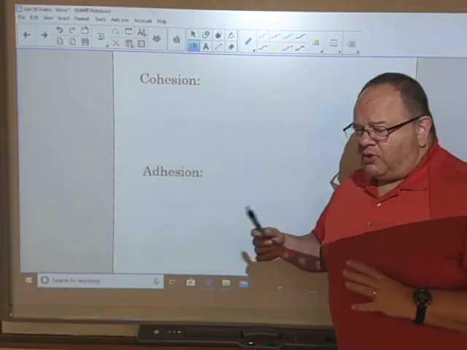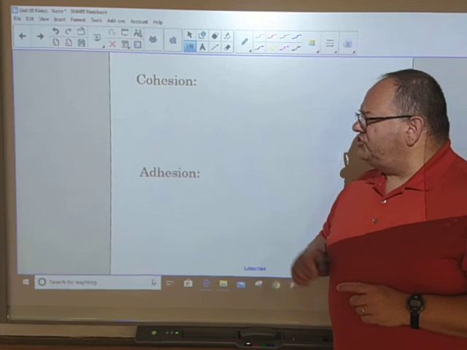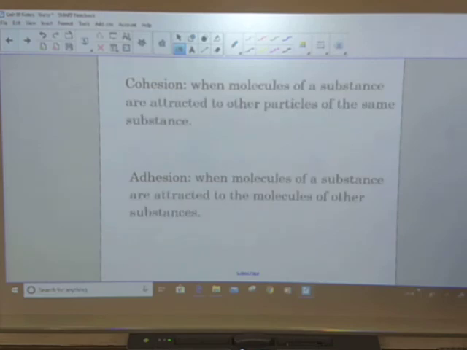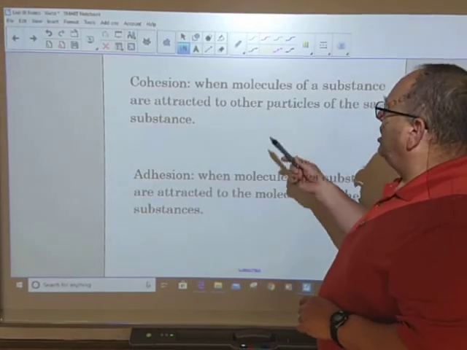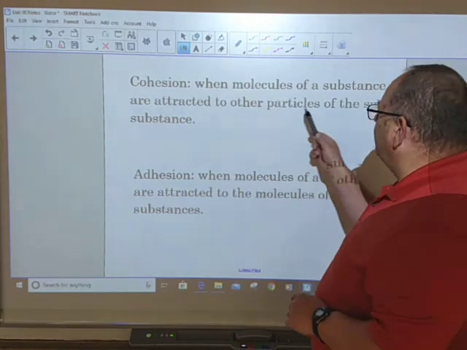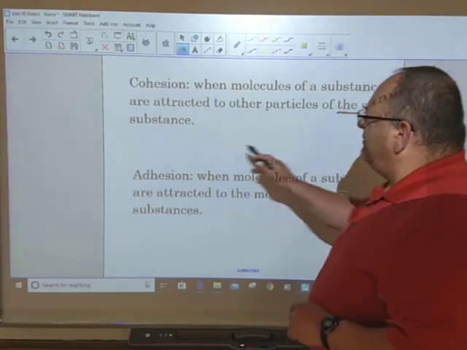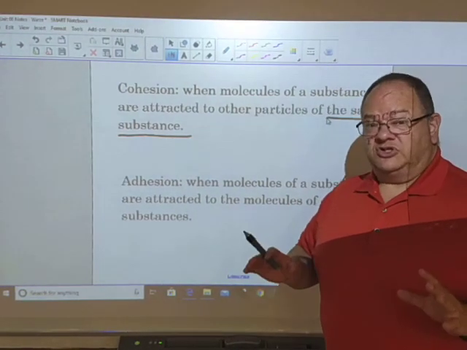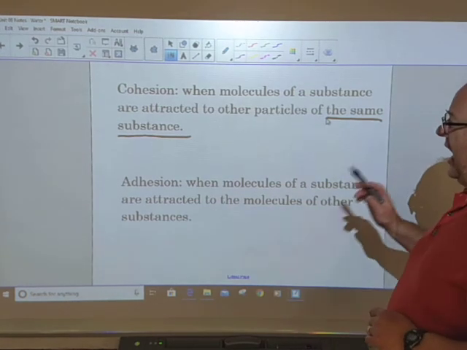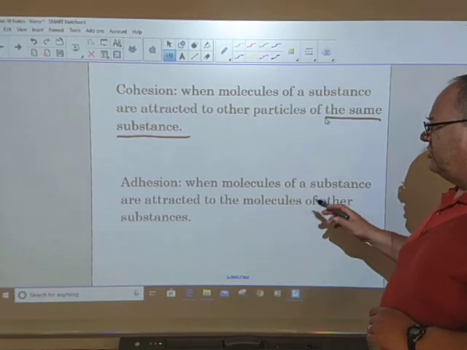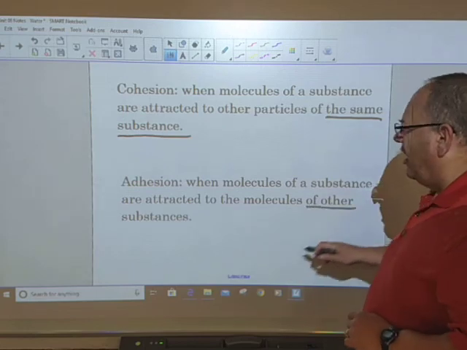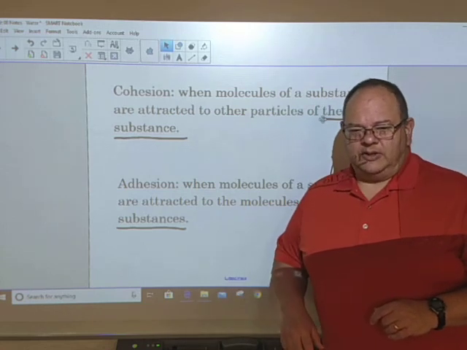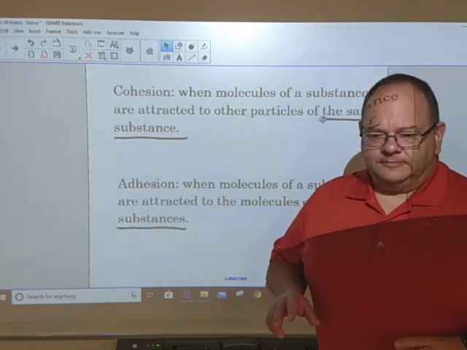A couple of properties that I'm going to throw in here. The words are cohesion and adhesion. I'll give you some definitions. Cohesion is when molecules of a substance are attracted to other particles of the same substance. So water molecules are attracted to other water molecules, which is very true. Adhesion is when molecules of a substance are attracted to the molecules of other substances. Let me show you a little bit about cohesion and adhesion.